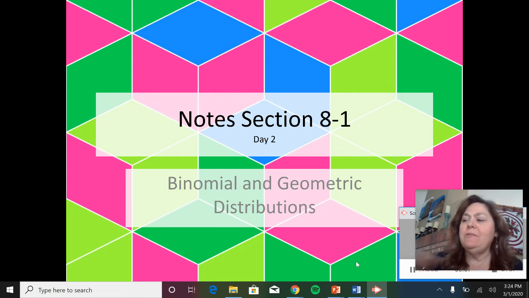If you remember yesterday, we introduced binomial distributions. And still, before you do any of the work I'm going to show you today, remember you must prove that it's binomial by following BINS. Any problem you do, you need to do BINS: binomial, independent, fixed number, and same probability. So just a reminder that that's what we did yesterday.